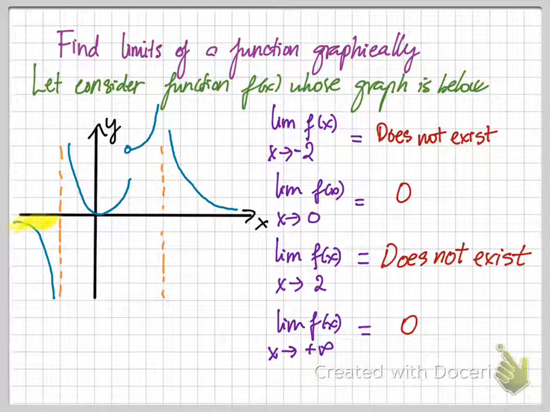Last one, you want to consider the limit of the function f of x when x goes to positive infinity. Looking at the graph, as x goes to positive infinity, the function values approach 0 but don't touch 0. Thus, the limit of this function as x goes to infinity should be 0. And you can consider this line here a horizontal asymptote of this function.